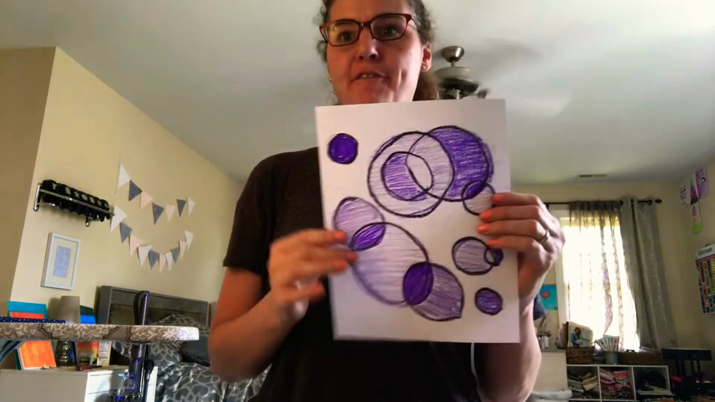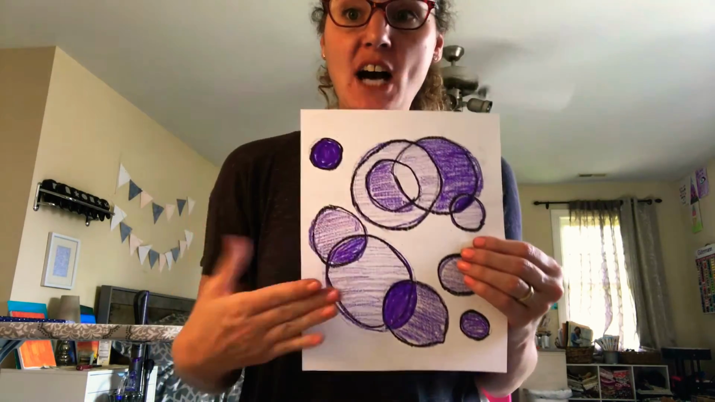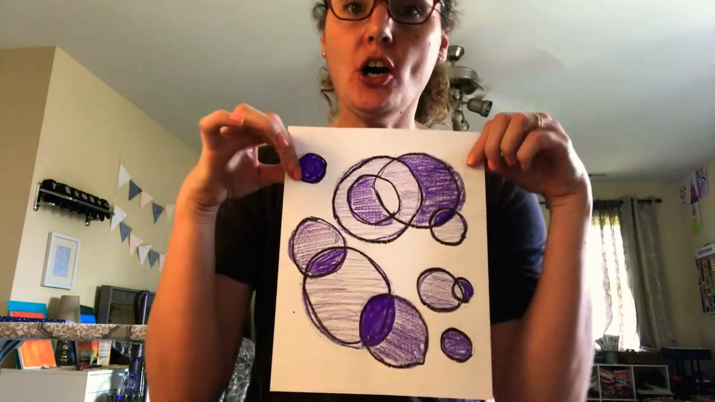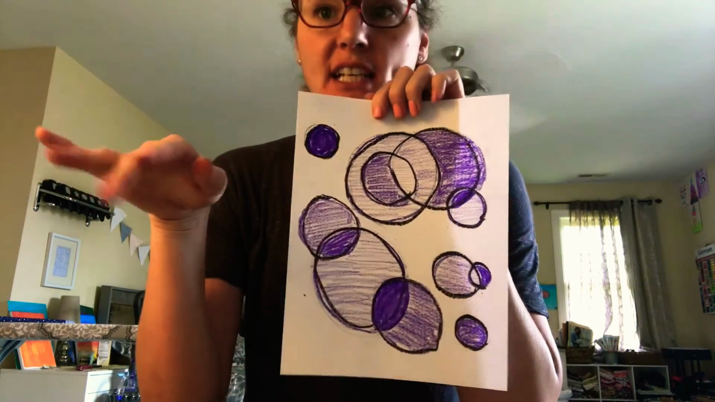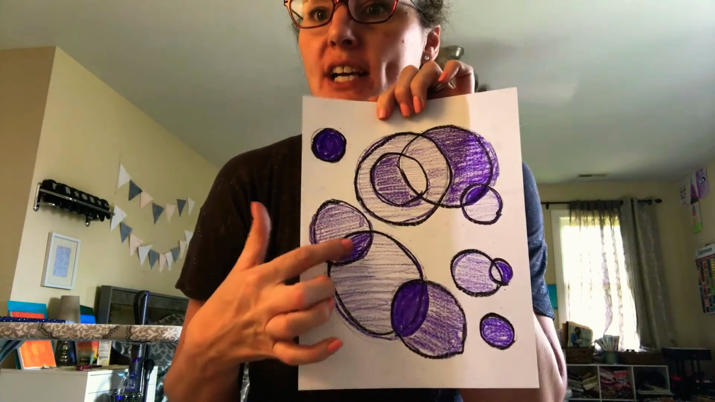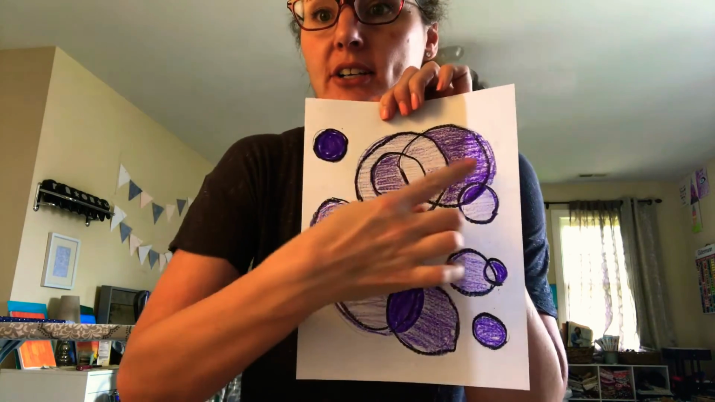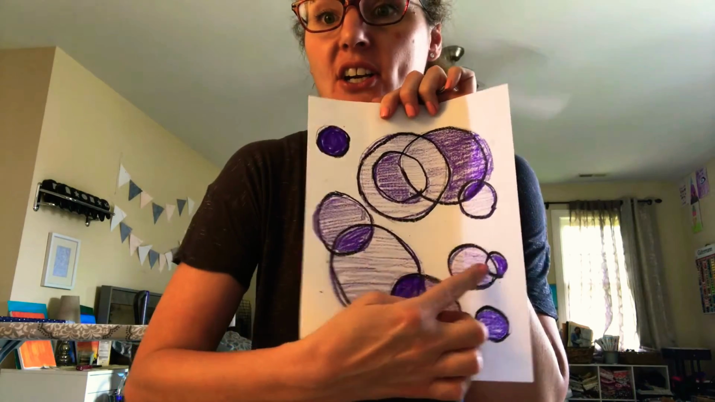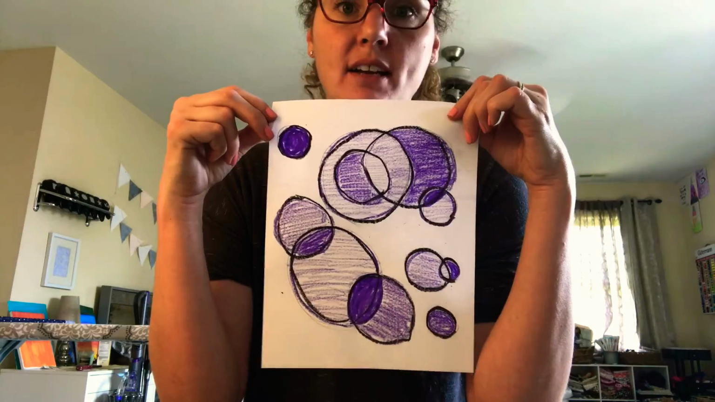Okay, so here's my finished overlapping shape value showing artwork. And all I did was do the circles that overlap. You can choose any shape. Press down harder in some of these shapes that it makes. Go lighter, and then even lighter, and then lightest. And then outline with your black crayon.